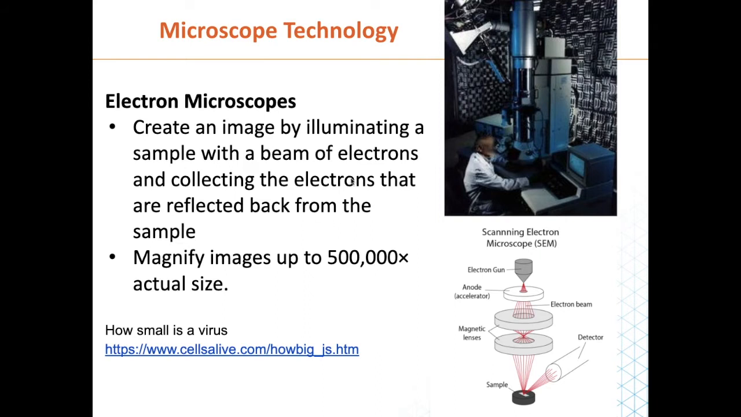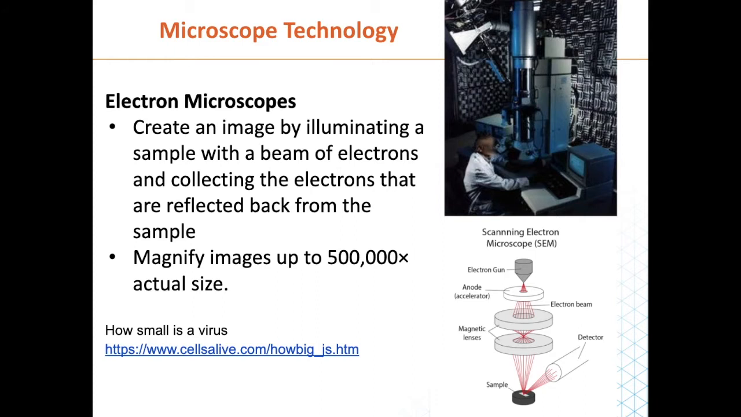So basically the way that they work is instead of using light, they take electrons and bounce them off the sample. Once the electrons hit the sample, they bounce off, the computer catches them, and it recreates an image of what the actual sample would look like. So you're not directly looking at the sample, you're looking at a computer-made model of the sample.